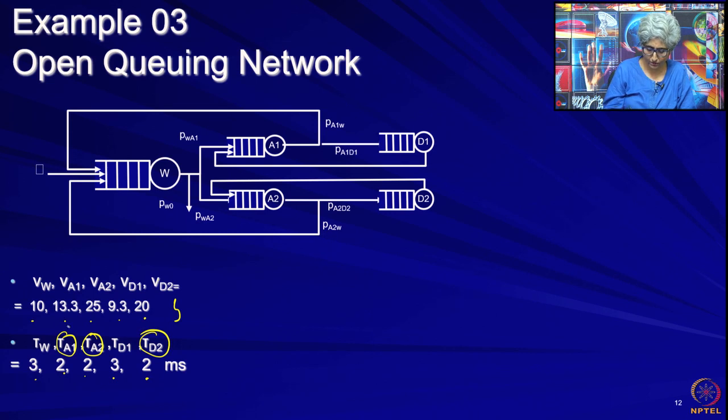So it is actually straightforward, right? Let us compare 13.3, 25 and 20. And clearly application server 2 is between these three, the one that is more loaded. And same thing with the web server versus database server 1, they also have the same service time, but the visits are slightly different. So between these two, we anticipate that the web server will actually be the more loaded.